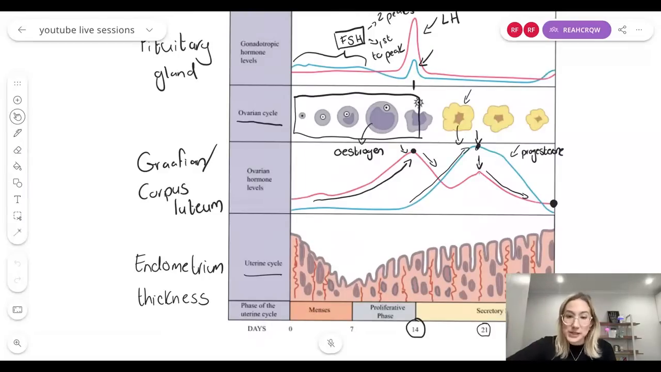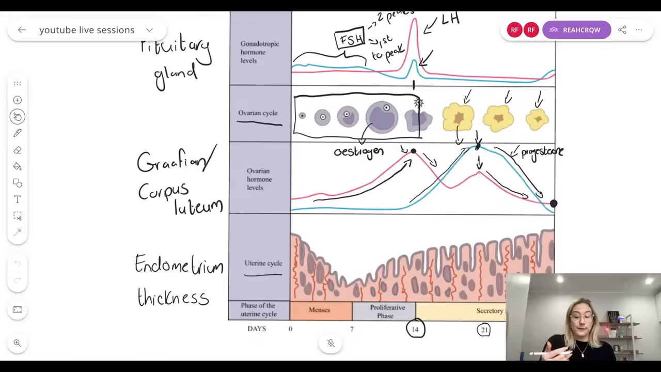Then we get to day 21. And at day 21, the body basically makes a decision. Are we pregnant? Are we implanted? Yes or no? No. All right, we're not. Then step 1, we're going to let the corpus luteum shrink down and get smaller and smaller, which means it will make less and less progesterone, hence the progesterone level dropping. The progesterone level drops along with the estrogen level dropping, and this leads to menstruation.